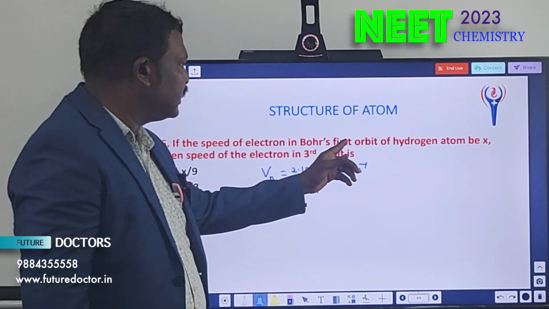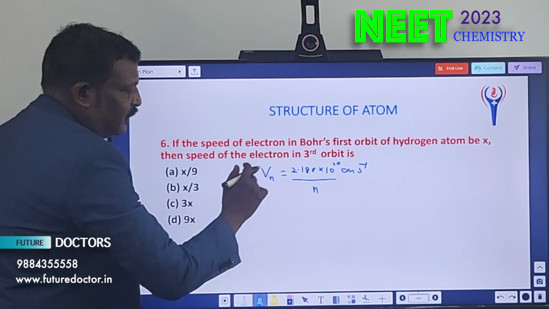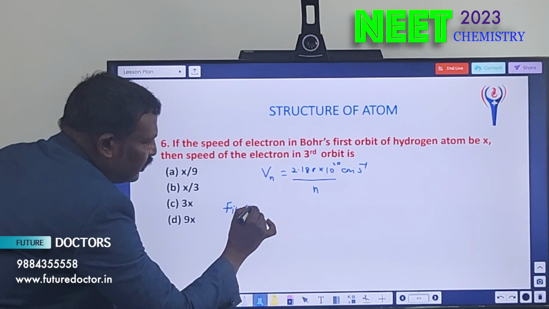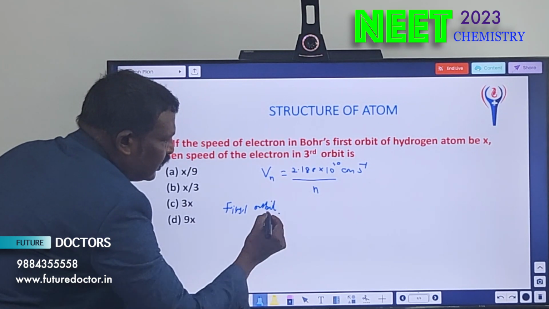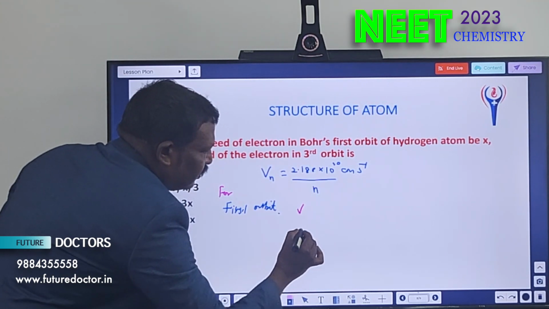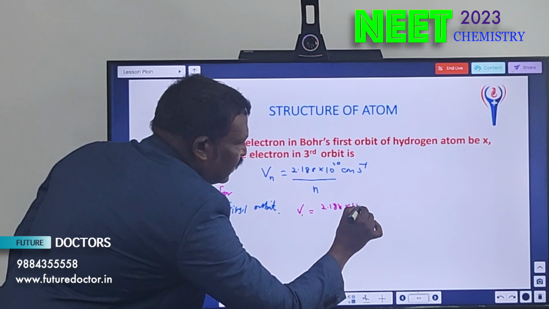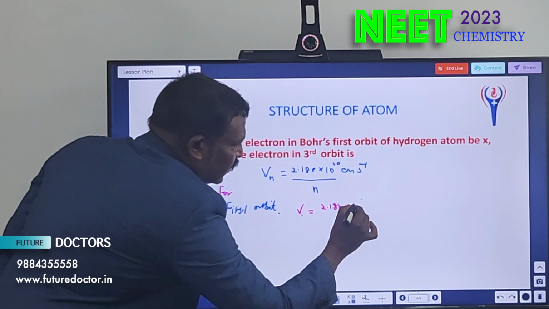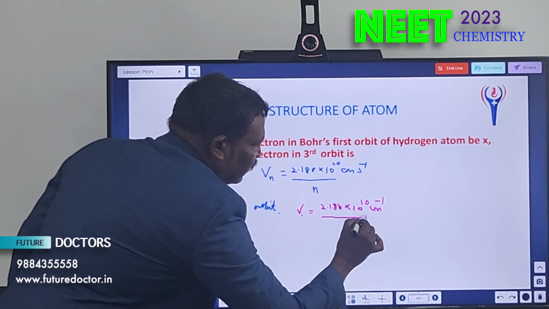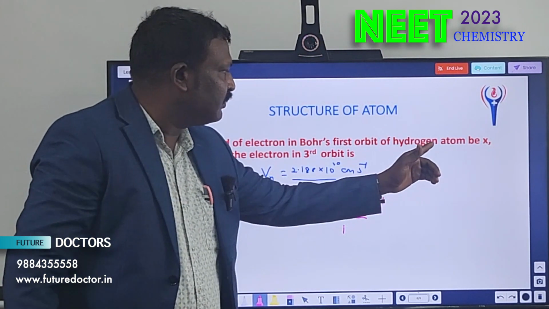The speed of electron in the first orbit: this is a general formula. For the first orbit, n is simply equal to 1. So V1 is equal to 2.188 into 10 power 8 centimeter per second, dividing by 1. But the speed of electron in Bohr's first orbit of hydrogen atom is given as x.